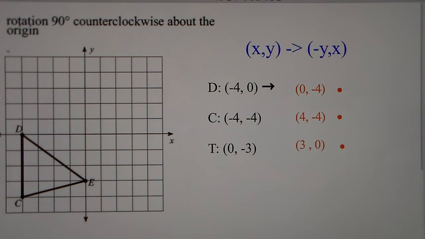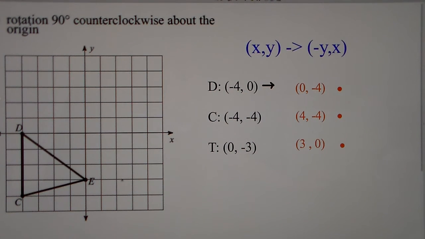All right, in problem number 4, we're going to rotate 90 degrees counterclockwise about the origin. We have triangle DEC. We're going to rotate it counterclockwise 90 degrees. So the formula is written up here: X, Y changes to negative Y, X. I first identified my coordinates of negative 4, 0 for D. C is negative 4, negative 4, meaning 4 to the left, 4 down. And T is 0 left or right, and 3 down, which is E.